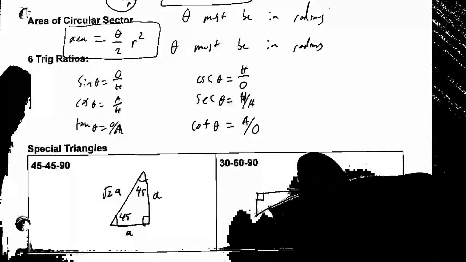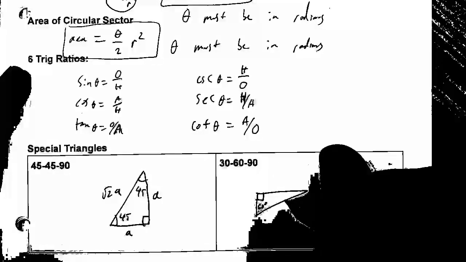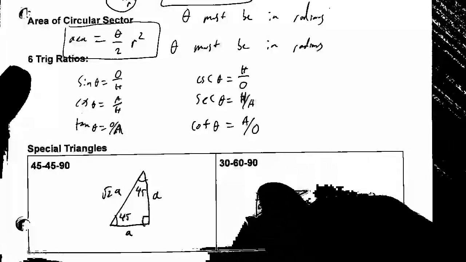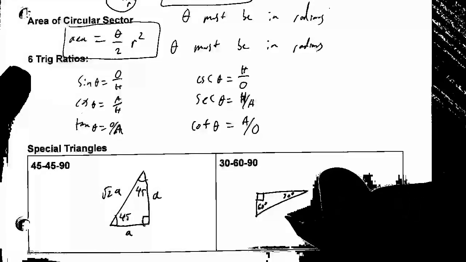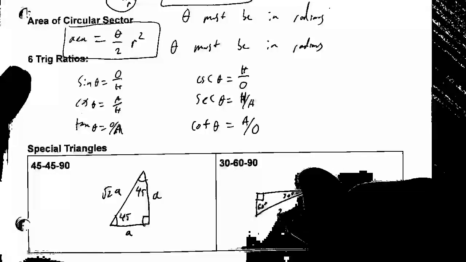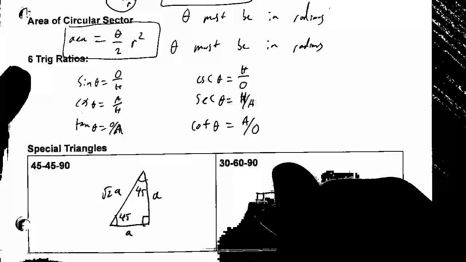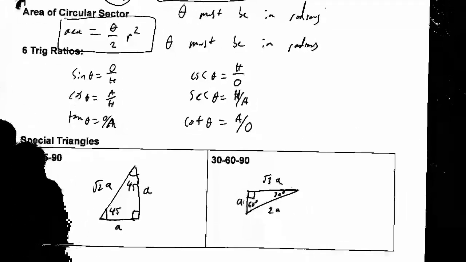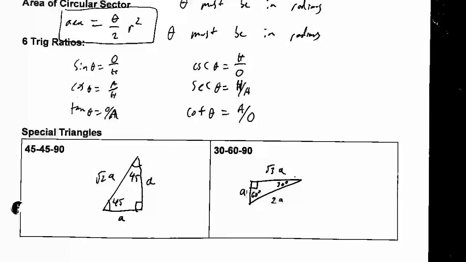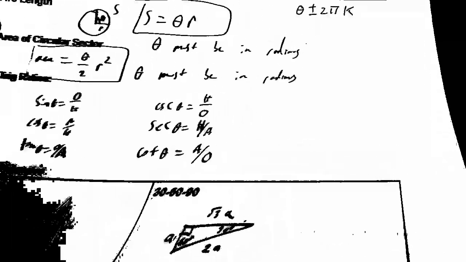And if we have a 30, 60, 90, this is 60, this is 30, what is the relationship here? You remember? The hypotenuse is 2a, good. This short side is just a, and then the long leg is root 3 a, good. Okay, those are the special triangles. I'll give you a second. Okay, turn the page. Root 3 times a, right?